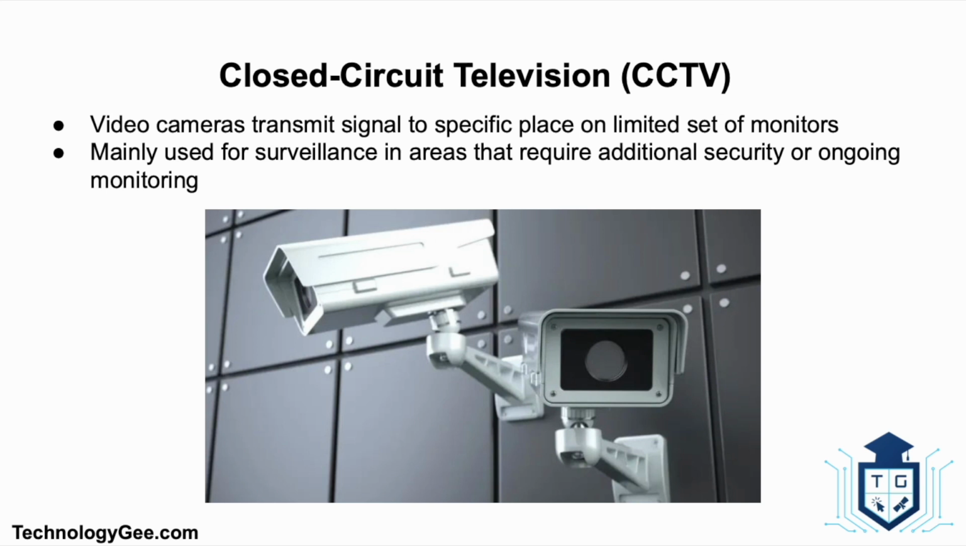So video surveillance. This is the use of video cameras to transmit a signal to a specific place on a limited set of monitors. It differs from broadcast television in that the signal is not openly transmitted, though it may employ point-to-point, point-to-multi-point, or mesh wired or wireless links. Even though almost all video cameras fit this definition, the term is most often applied to those used for surveillance in areas that require additional security or ongoing monitoring.